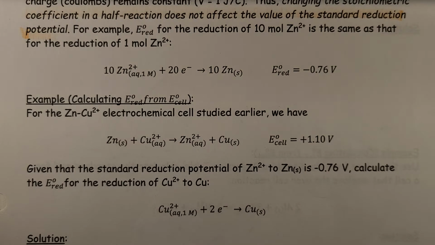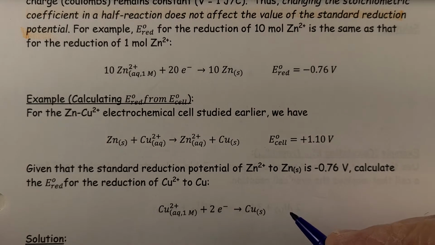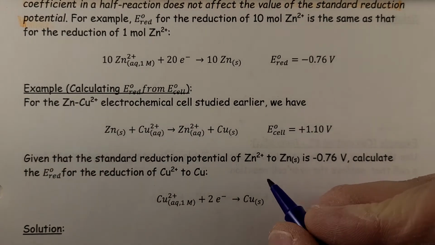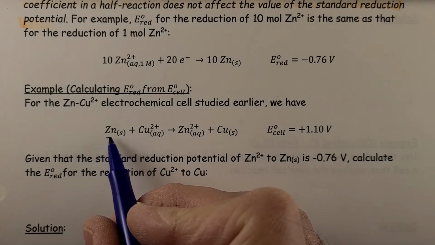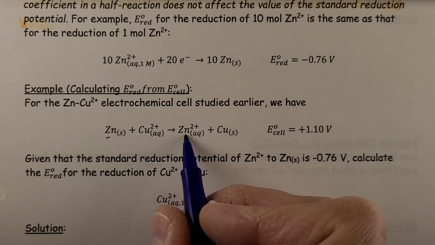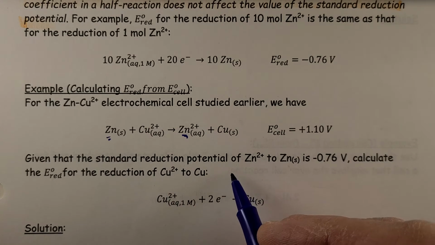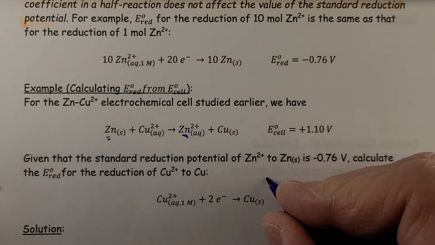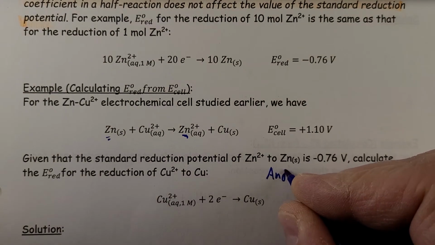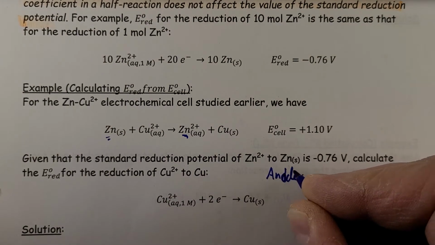So copper ions going to copper solid. What we should do here is envision what's going on. Here we have zinc going to zinc ions. We know, of course, that that is oxidation, and that occurs at the anode.